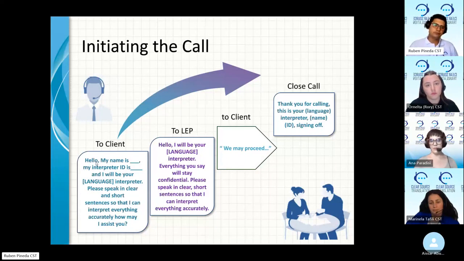Here is an example. Hello, my name is Ruben. My interpreter ID is 1234, and I will be your Spanish interpreter. Spanish because that's my native language. Please speak in clear and short sentences so that I can interpret everything accurately. How may I assist you? How may I help you? What can I do for you, right?